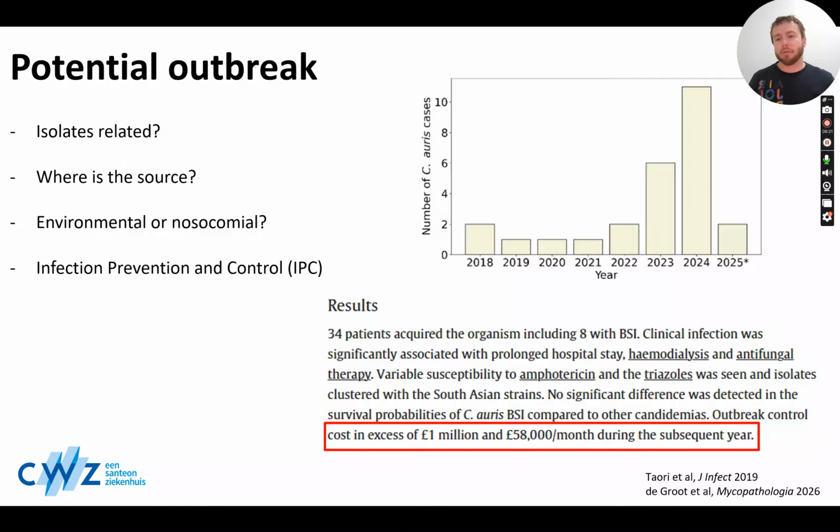The question that we have, of course, is, are isolates related to each other? And if so, where is the source? Is the source in the environment or within the hospital, and therefore nosocomial? Because if we do have nosocomial transmission, we need to take infection prevention and control measures to stop the transmission, prevent future patients from getting infected, and also to reduce the burden on the healthcare personnel. And apart from all this, actually controlling an ongoing outbreak is very expensive. It can be a significant financial burden on hospitals as well. So better prevent them and have good surveillance going on.